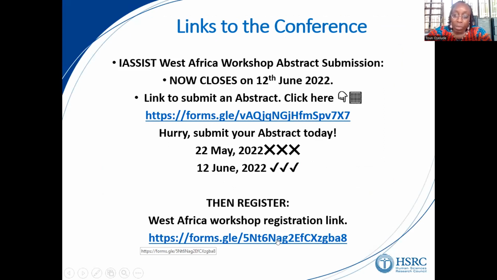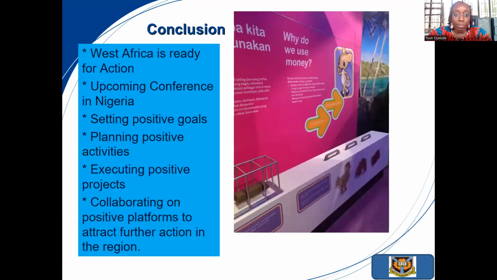We would have hands-on training. We will also have lightning talks. We'll just follow the IASSIST tradition just as it comes, and so we're expecting everybody to participate in this. Jan Shannon, the overall president, is going to be our keynote speaker. And we are having another keynote speaker from South Africa, as well as one of our professors from Ibadan here at that conference. I will conclude by saying that West Africa is ready for action.